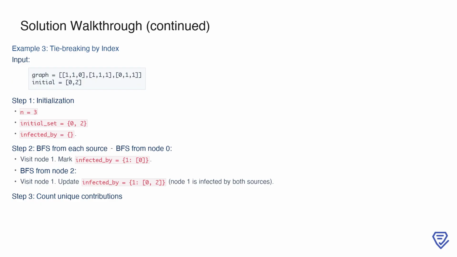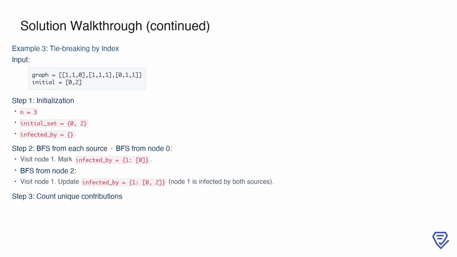After analyzing the infections, we calculate the unique contributions of each node. Node 1 uniquely infects node 0, so it has a contribution of 1. Node 3 does not uniquely infect any nodes, so its contribution is 0.